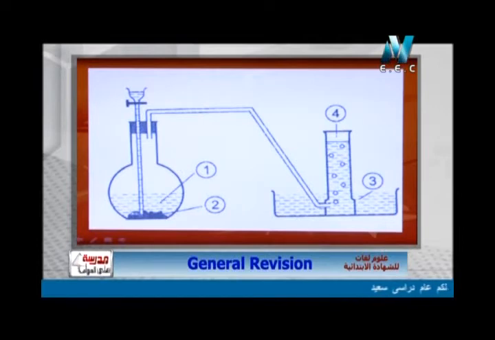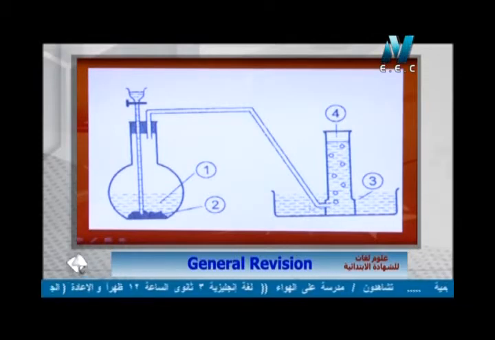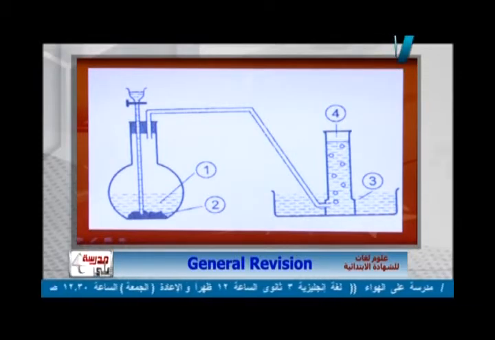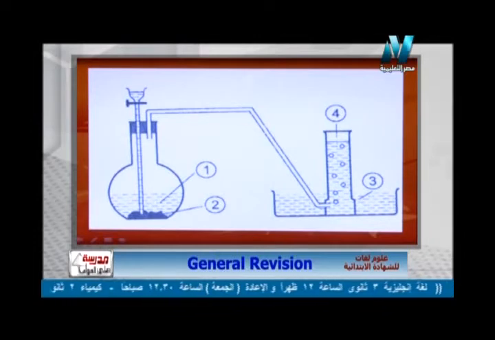Number two is the manganese dioxide powder. manganese dioxide هو black powder، هو يعني مسحوق أسود. Number three will be the water. I use water here in this experiment to collect oxygen because oxygen is scarcely dissolved in water. And at last number four will be the oxygen gas.